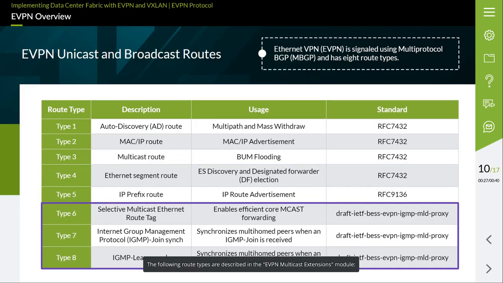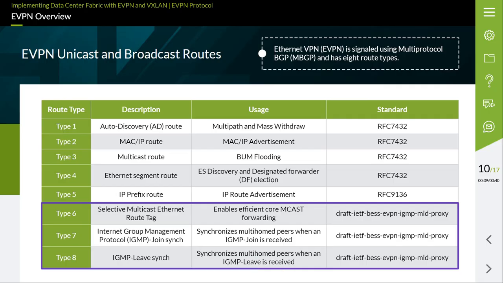The following route types are described in the EVPN Multicast Extensions module. Type 6, Selective Multicast Ethernet route. Type 7, IGMP join sync, and Type 8, IGMP leave sync.